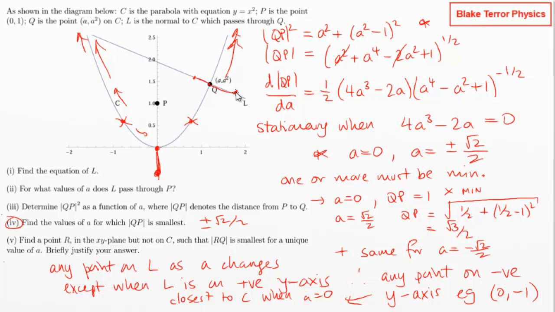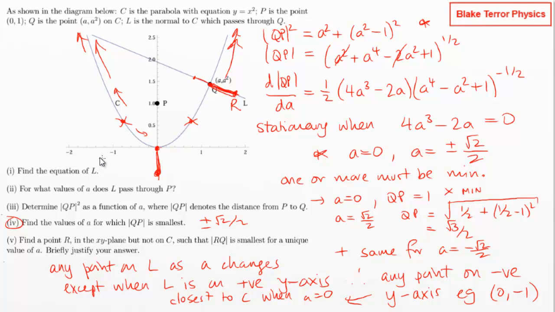I wonder if that works over here. RQ, again, it would do. We just didn't have to work it out. If we put R over here, we still could have worked out where R was, found some position on L, provided it was on the equation of our line. RQ would be smallest for a unique value of A. Yeah, that's fine. It just has to be perpendicular to the curve at some point. Right, okay, I'm happy with that.